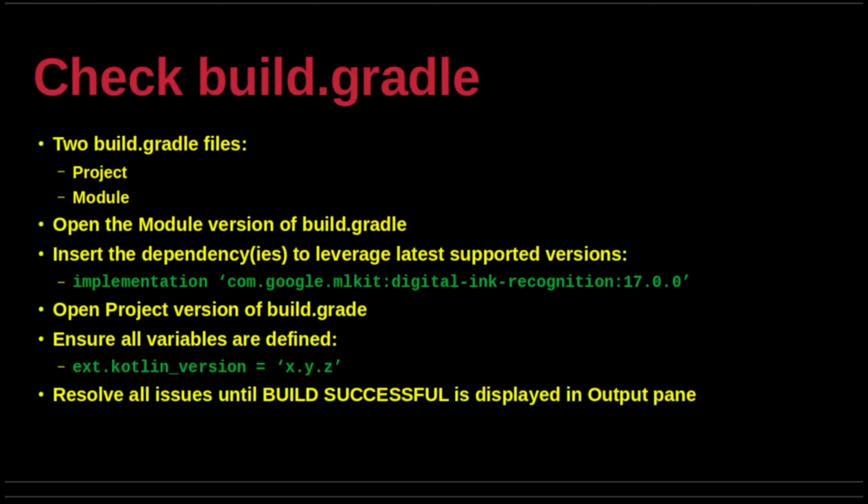Sorry to iterate. X.Y.Z as shown in the slide should be replaced by actual version numbers. Perform a build. Await build successful message in the output pane.